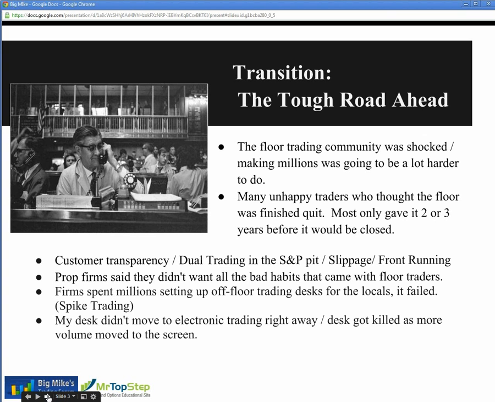Making millions was going to be a lot harder to do, and for the most part, a lot of these guys just disappeared. They took their money and they left. And as we transitioned more into electronic futures going online, more and more of these locals left, and many unhappy traders who thought that the floor was finished quit.